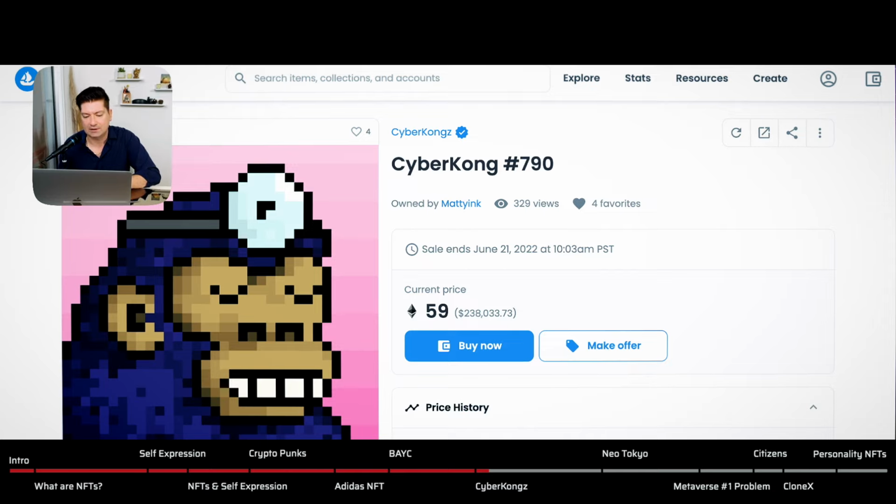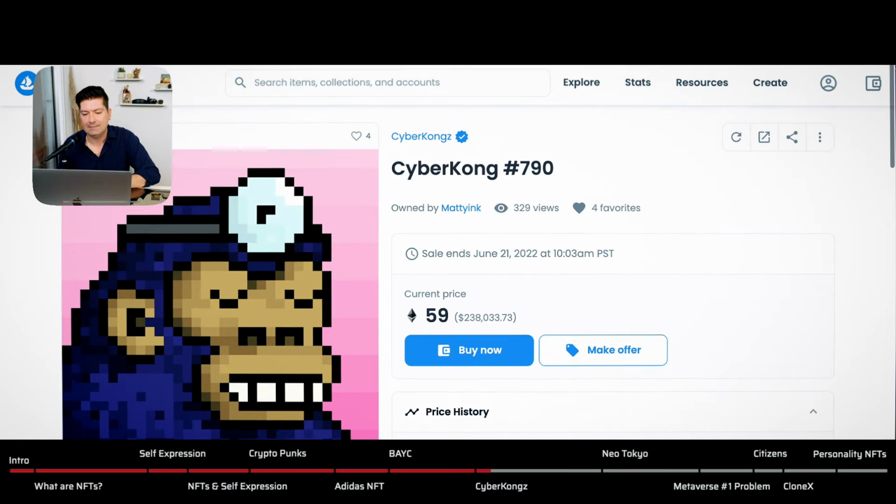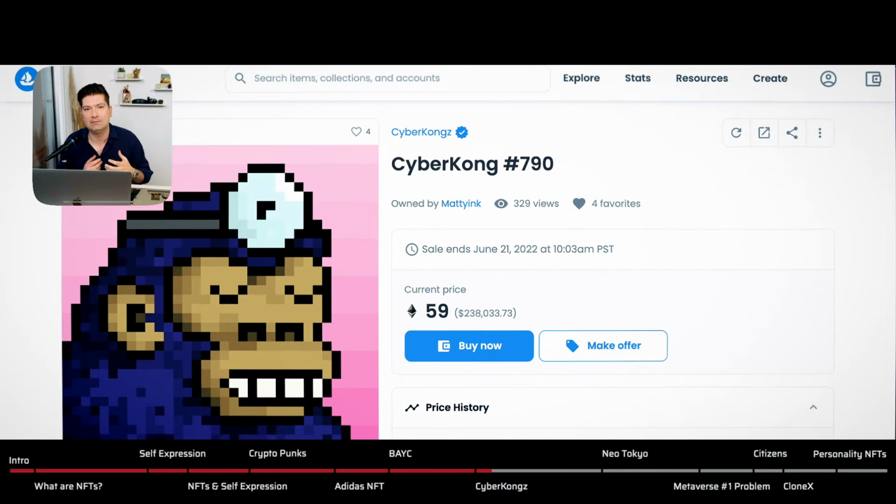And I really like this project. I like it for a number of reasons. So CyberKongzz kind of does something similar to the Bored Ape Yacht Club, and it takes it to the next level. And it takes it to the next level in a few different ways. So again, it's focused on community. It's focused on a community that's trying to create value.